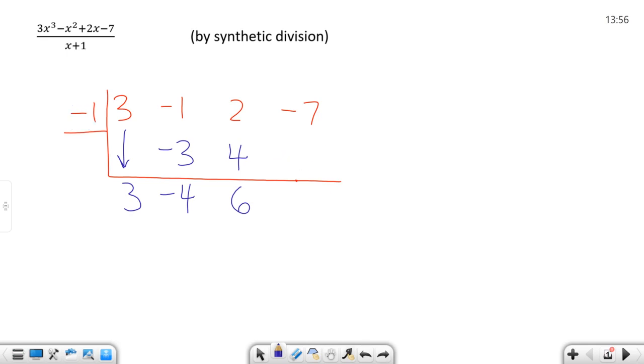What is -1 times +6? It's -6. And then again, I'm going to say the word add, even though they're both negative. If you add two negatives, the answer is negative, and it's 7 plus 6 is 13. And this number here represents our remainder.